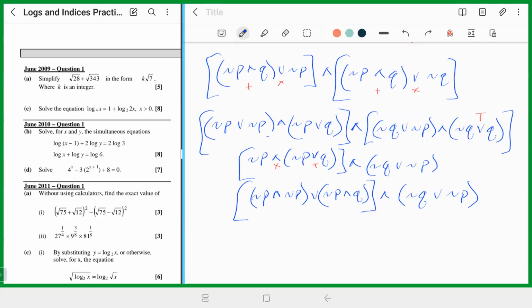So let me test this. This is a true. And this is a true. True and true is true. False and false is false.